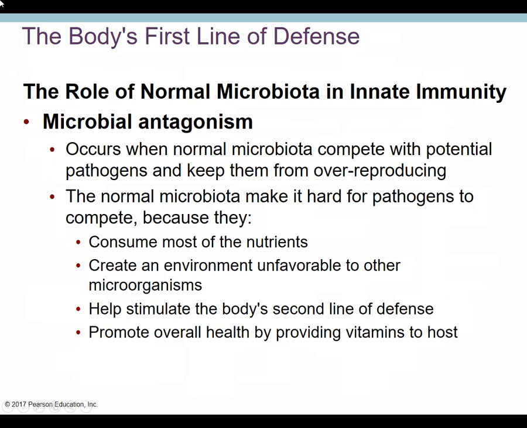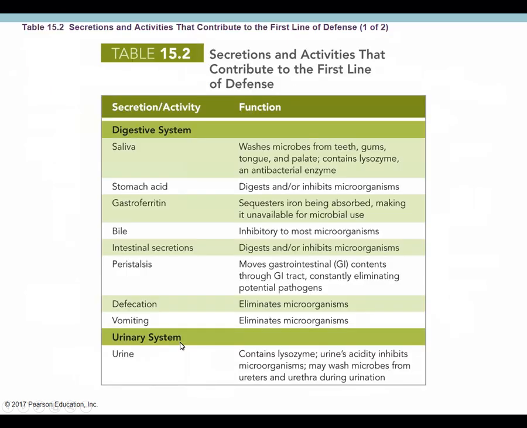Because the normal microbes consume most of the nutrients, take up most of the space, and just in general create an unfavorable environment for something new, like a pathogen. They promote overall health because some of your microbes, for example, E. coli, produce vitamin K, and stimulate the second line of defense, which we will talk about in a minute. So your digestive system is an important part of the first line of defense, and the secretions of the digestive system are part of that.